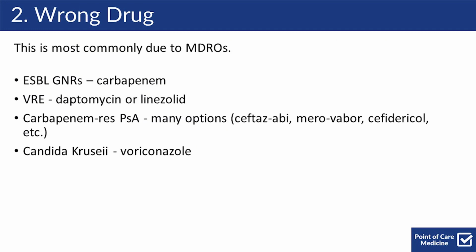This is most commonly due to multi-drug resistant organisms. Some examples of these in common treatments include extended spectrum beta-lactamase GNRs, in which case you would do a carbapenem, vanc-resistant enterococcus, in which case you treat with daptomycin or linezolid, a carbapenem-resistant Pseudomonas, and there's many options for that, and then the Candida krusei, which you can treat with voriconazole.